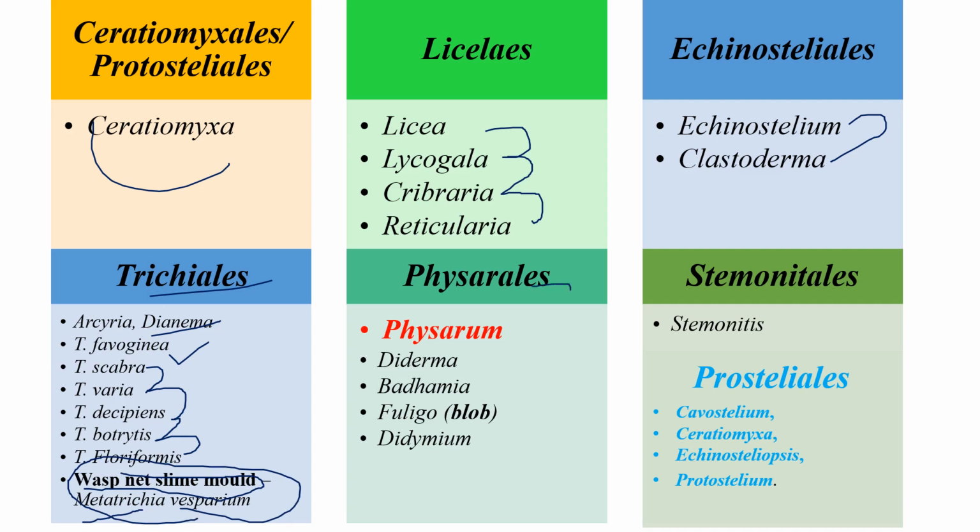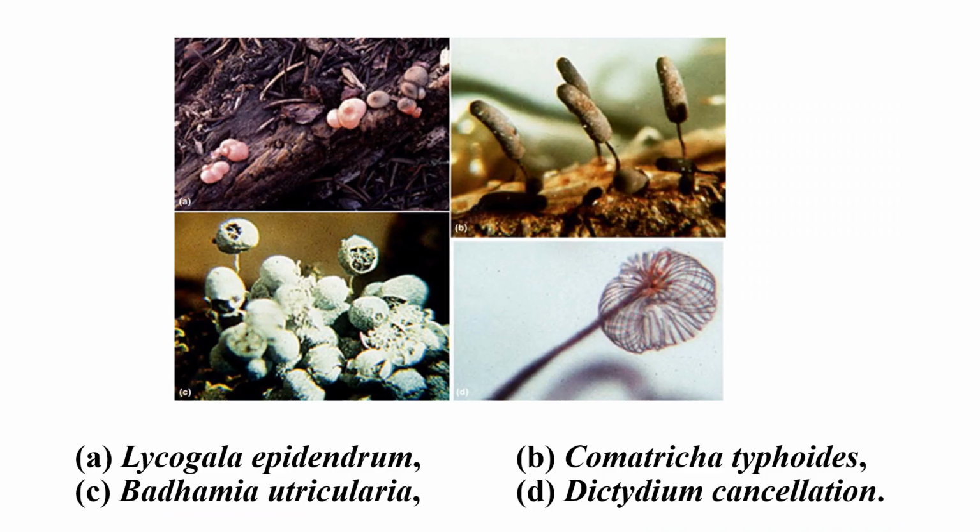Then Physarales, the most important thing is Physarum polycephalum. This is the most important organism in biological studies. And Diderma, Badhamia, Fuligo, generally called the blob, and Didymium, including Didymium iridis. There are a couple of species that come under Physarales. Stemonitis, and one more is Protosteliales: Clastoderma, Ceratiomyxa, Echinostelium, or Protostelium. These are a couple of examples that come under the Myxomycetes. These are just examples only.